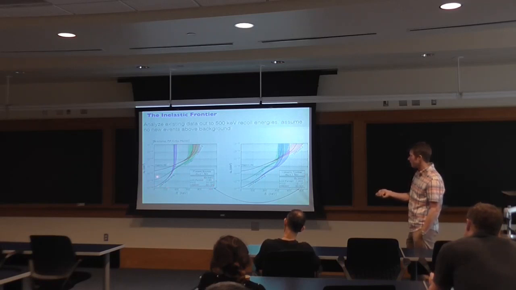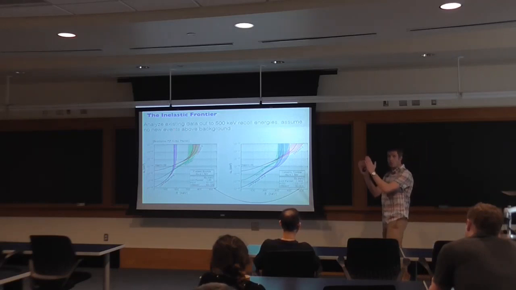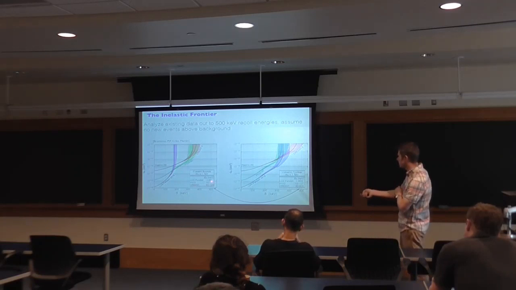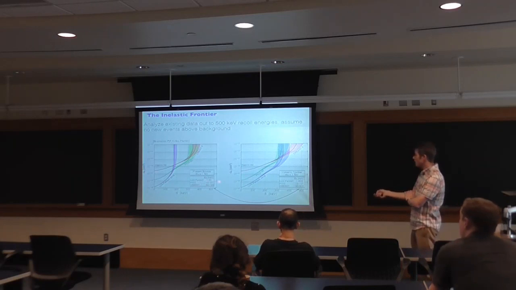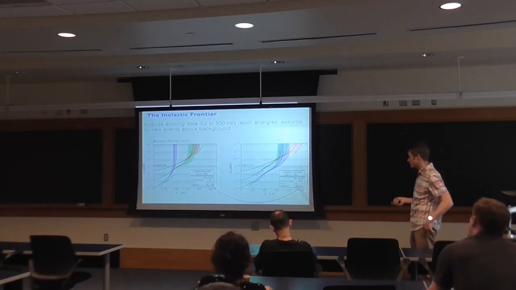You have to lie below these curves, and you see that LUX is doing the best at low splitting, but it starts to turn off pretty quickly with delta, because they had this window they looked in where they didn't look above, what was it, 30 keV. PICO, on the other hand, is looking from 10 keV all the way up to an MeV or so, because of the way its experiment works.